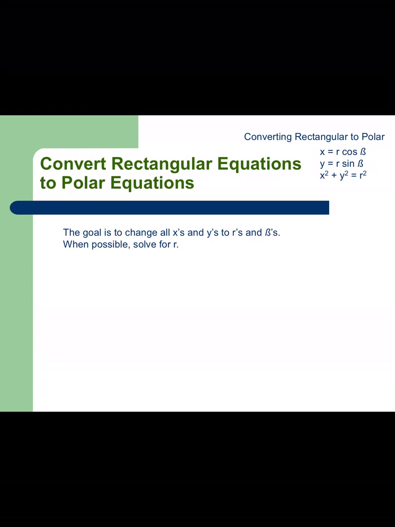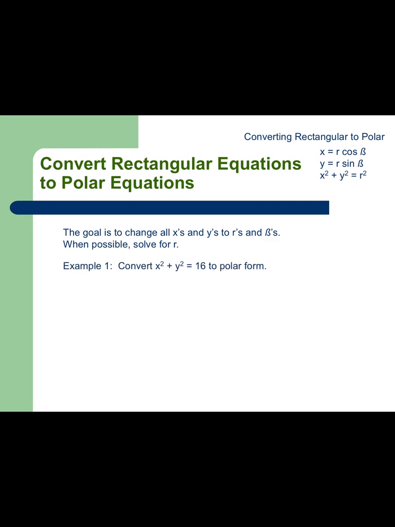This means that you're going to be given an equation that has x's and or y's, or both, and we want to manipulate this equation by using the conversions to get r's and betas, okay? And if possible, solve for your r. So, the first example is convert x squared plus y squared equals 16 to polar form.